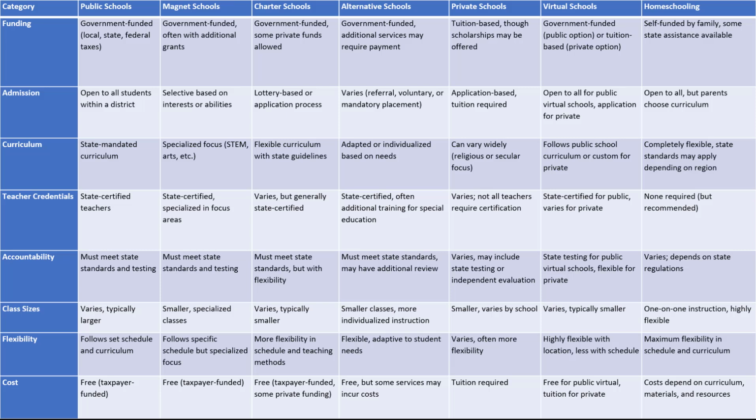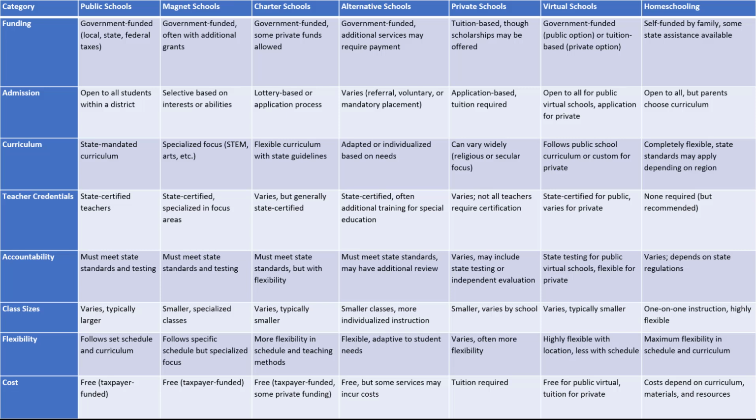I am providing you here in this chart an overview of the similarities and differences between public schools, magnet schools, charter schools, alternative schools, private schools, virtual schools, and then homeschooling. I would encourage you to pause this video and read the details. As you can see, parents have a variety of options to send their children. This is not without some controversy, however, especially in terms of how these venues are funded.